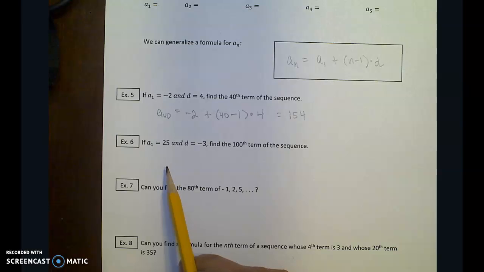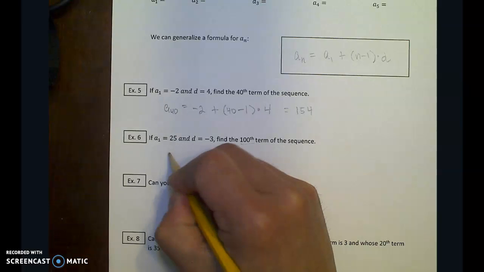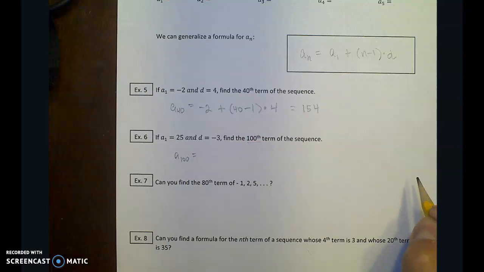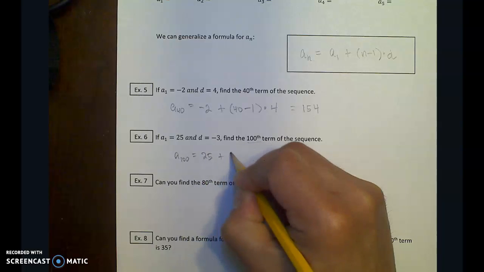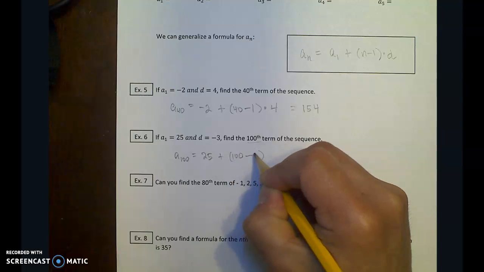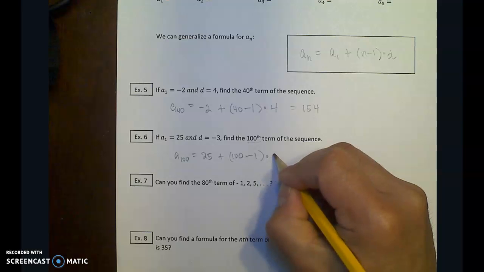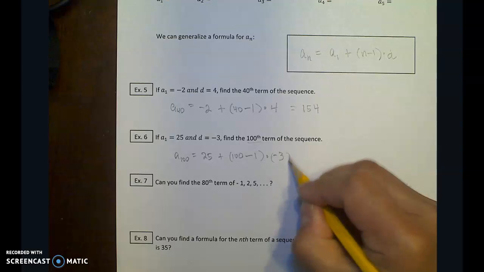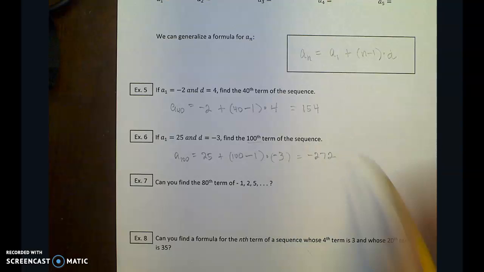I'll do the same thing here for example 6. We're trying to find the 100th term, so a sub 100, representing the 100th term. We're going to take the first term plus the product of the term number minus 1 times the common difference. Negative 272.